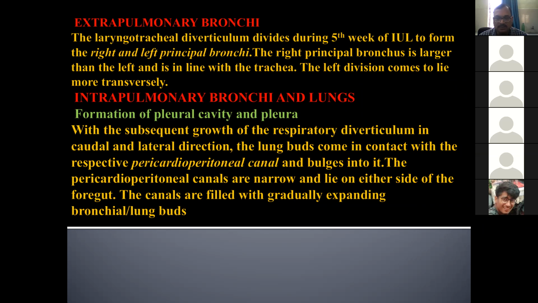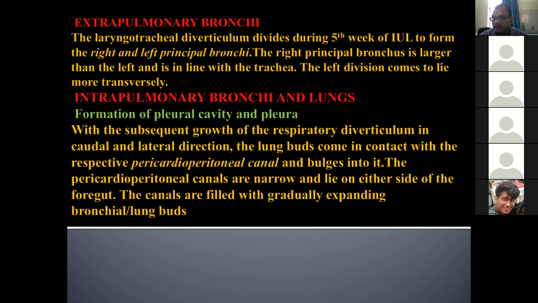When bulging occurs, that means the cells are starting multiplying. The pericardio-peritoneal canals are narrow and lie on either side of the foregut. The canals are filled with gradually expanding bronchial lung buds. Okay. So in this paragraph, you just remember that two canals are formed. These canals are known as pericardio-peritoneal canal. In the future, this pericardio-peritoneal canal is going to form the pleural cavity.